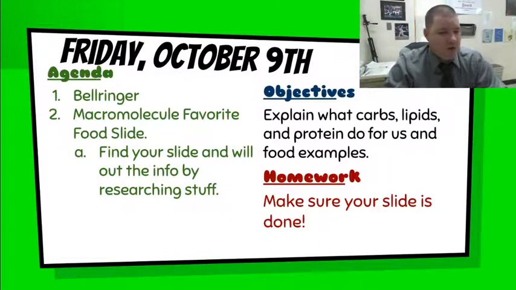We only have about 20 minutes in class, so it's just going to be a very short little activity that we got planned for you today. You got a bell ringer, so answer that up like usual on there. That shouldn't take too much time. And then we have a macromolecule favorite food slide that you are going to be doing, researching, and adding your favorite food on there and determining whether it is healthy or not. And I'll explain how you're going to do that.